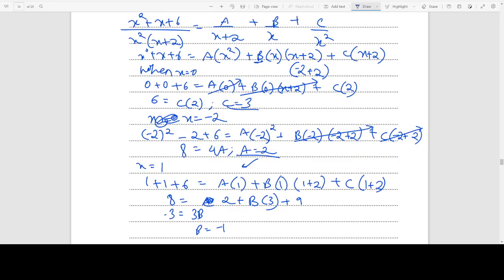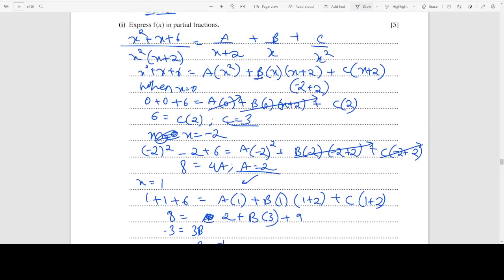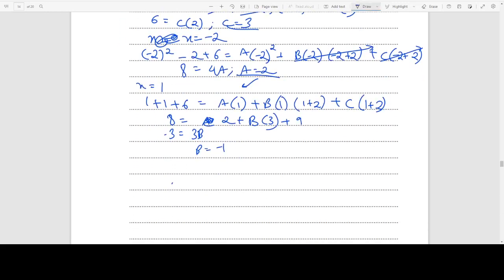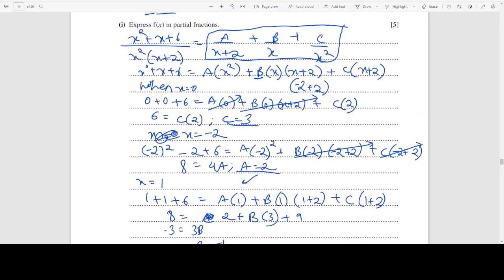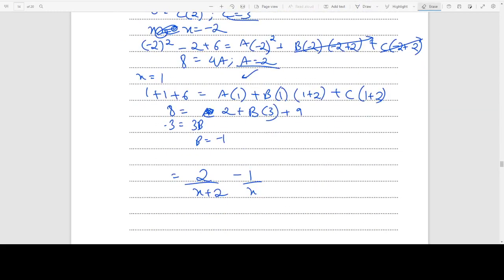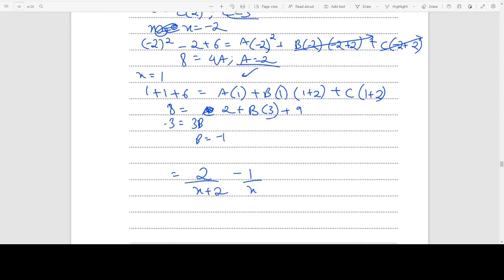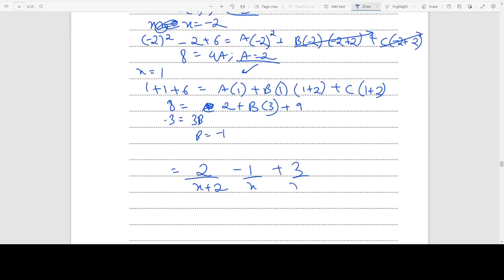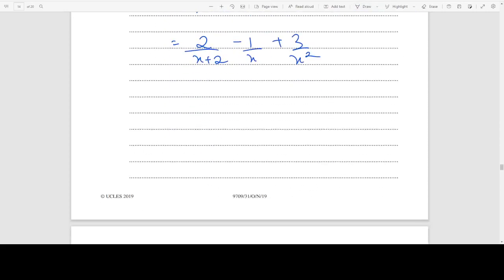So there we have it. Now we just have to substitute in a, b and c in this, and we'll get the partial fraction format, which is 2 over x plus 2, minus 1 upon x, plus 3 over x squared. So this is what we got so far.